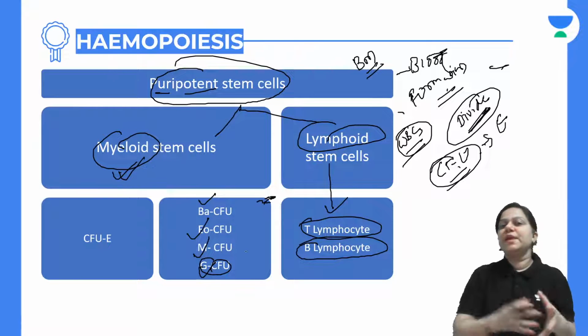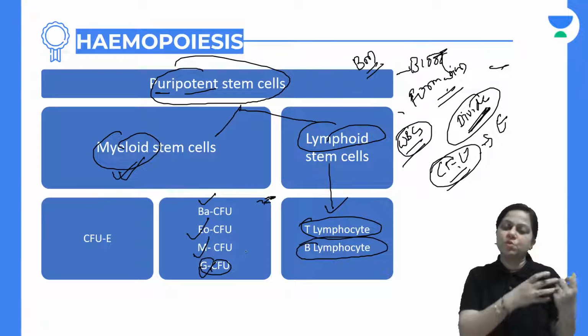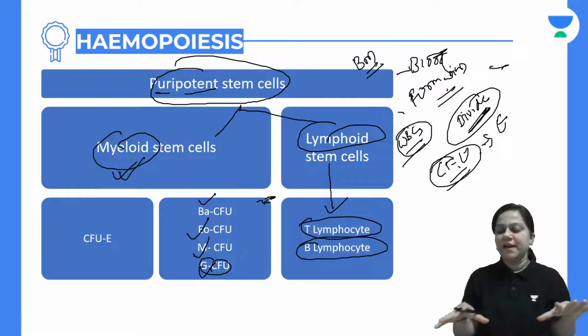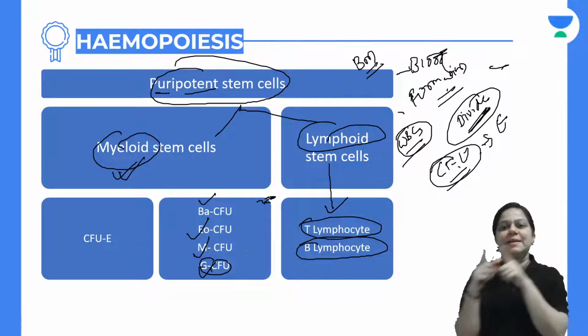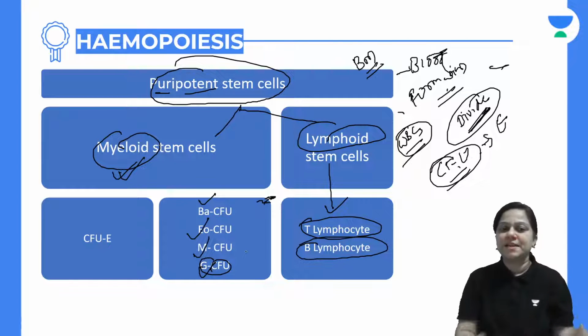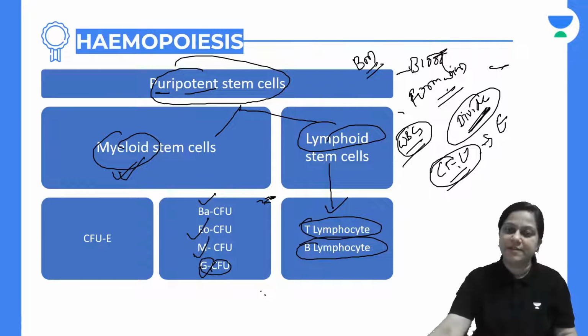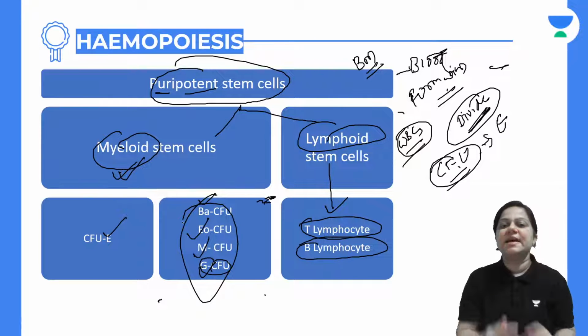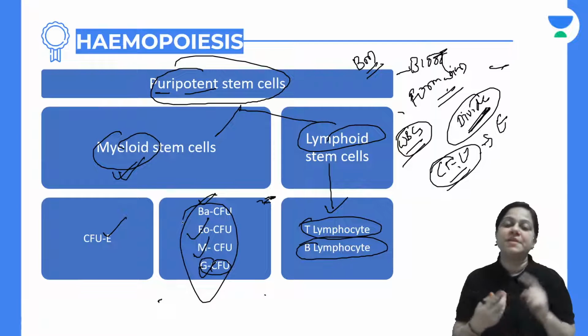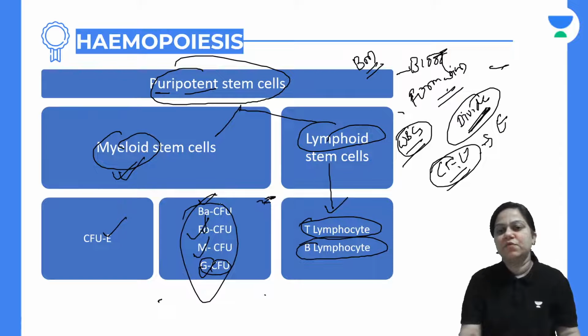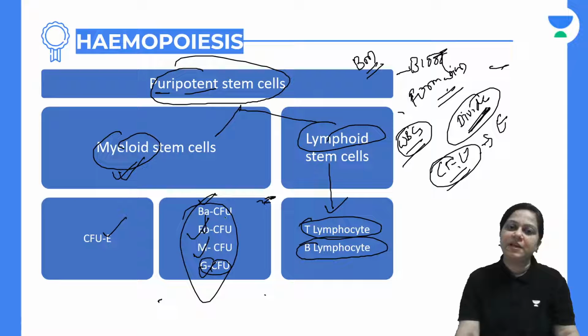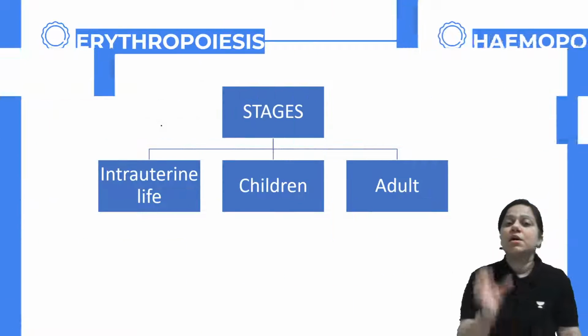Okay, so pluripotent stem cells are those stem cells which are capable of dividing into many types. It will first divide into two series, myeloid stem cell and lymphoid stem cell. Then the myeloid stem cell will form different colony forming units, for erythrocyte and different white blood cells like basophil, eosinophil, monocyte, neutrophil. And the lymphoid stem cell will divide and eventually form mature T lymphocyte and B lymphocyte. So that is from the bone marrow.